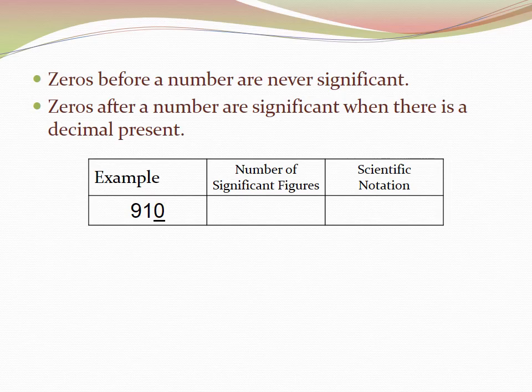I only have two significant figures. That's the 9 and the 1. So I would write 9.1 times 10 to the positive 2. Positive because it's a large number, and 2 because the decimal typically would be located right about here, and it had to move 2 spots to get behind the 9.